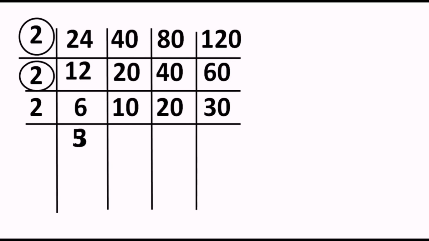So 6 divided by 2, we get the answer 3. When 10 divided by 2, we get the answer 5. 20 divided by 2, we get answer 10. And 30, the half of 30 is 15. So over here again we have to encircle 2 because it has divided all these 4 numbers. Now observe the bottom layer. Now we have 3, 5, 10 and 15.